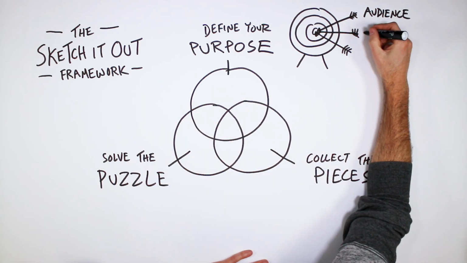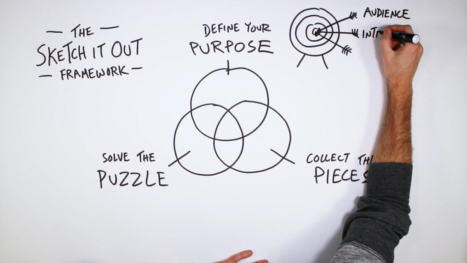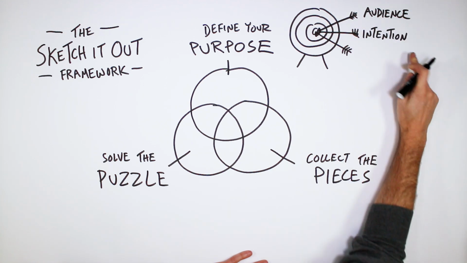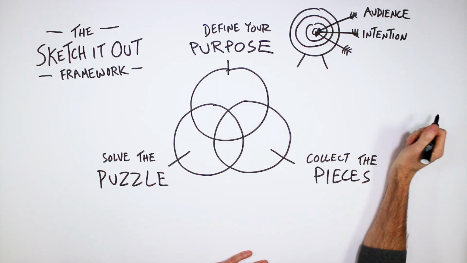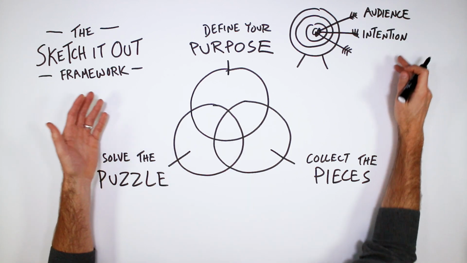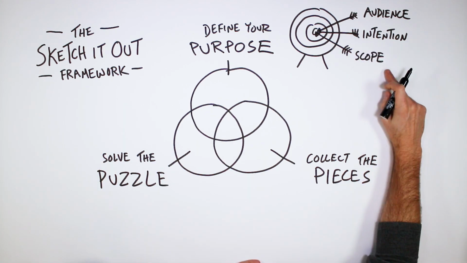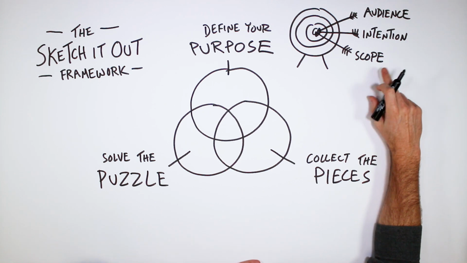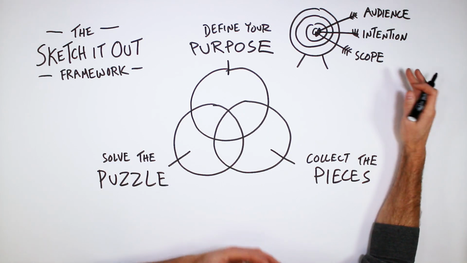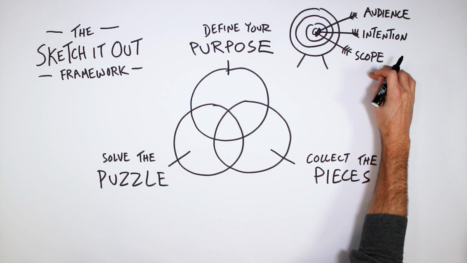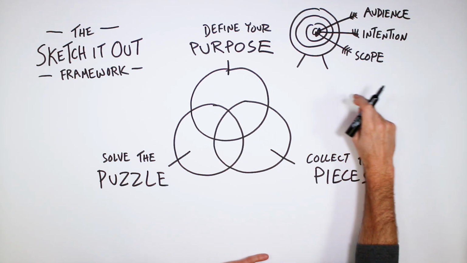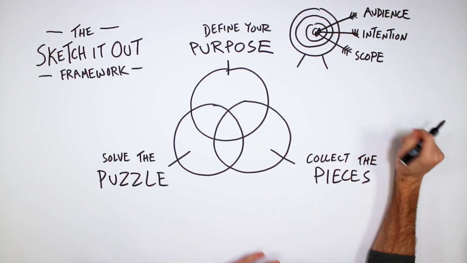In addition to your audience, you need to set a particular intention. What role do you want your sketch to play? What will determine whether or not it's successful? And then finally, it's worth identifying scope. Scope is about what you will and won't include in your sketch. It's about saying this sketch will include this, this, and this, but not this, this, or this. We'll save those other things for later.